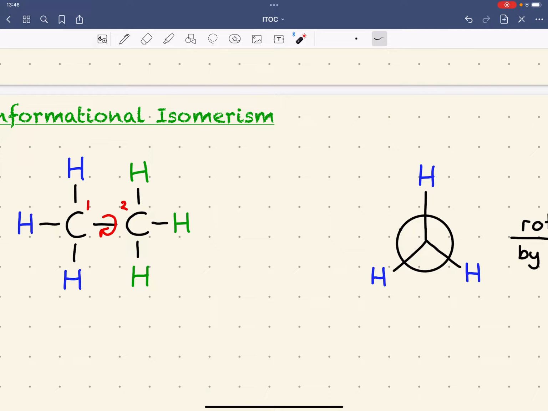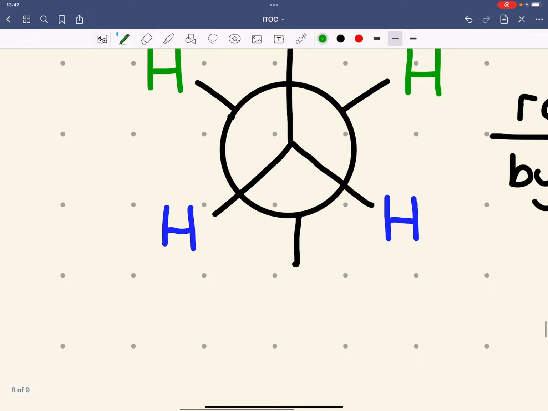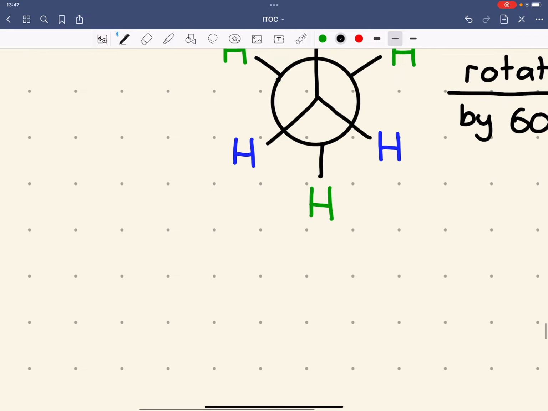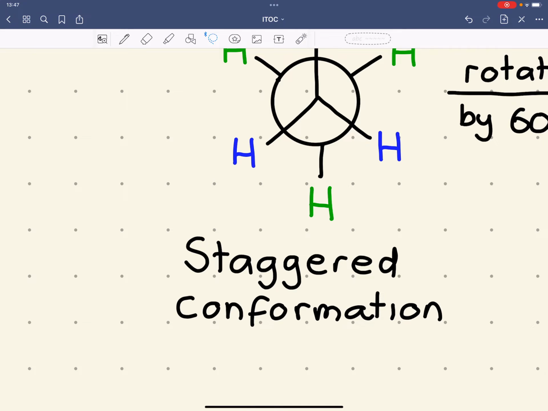Now, due to the fact that this carbon-carbon bond can rotate, these green hydrogens can adopt different arrangements in space relative to these blue hydrogens. One particular arrangement in space is where these green hydrogens are as far apart as possible from the blue hydrogens. And this has got a special name. This type of conformation, this shape, this arrangement of atoms is called a staggered conformation. So we call this then a staggered conformation.